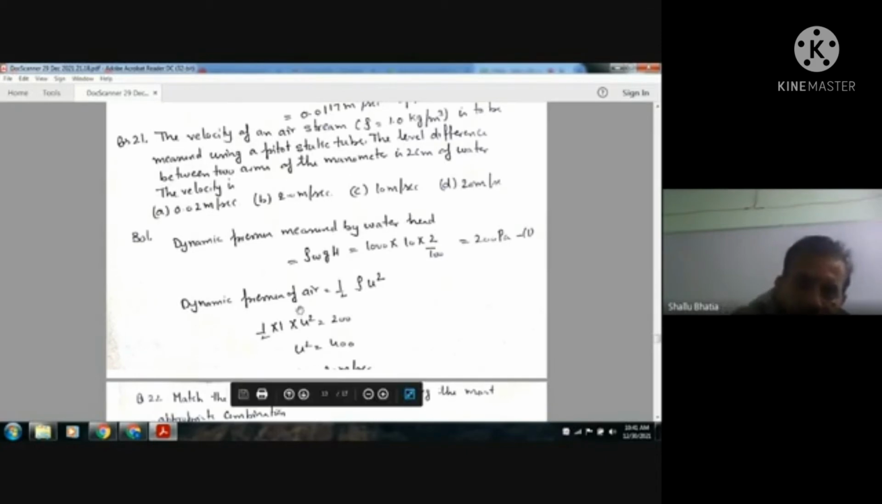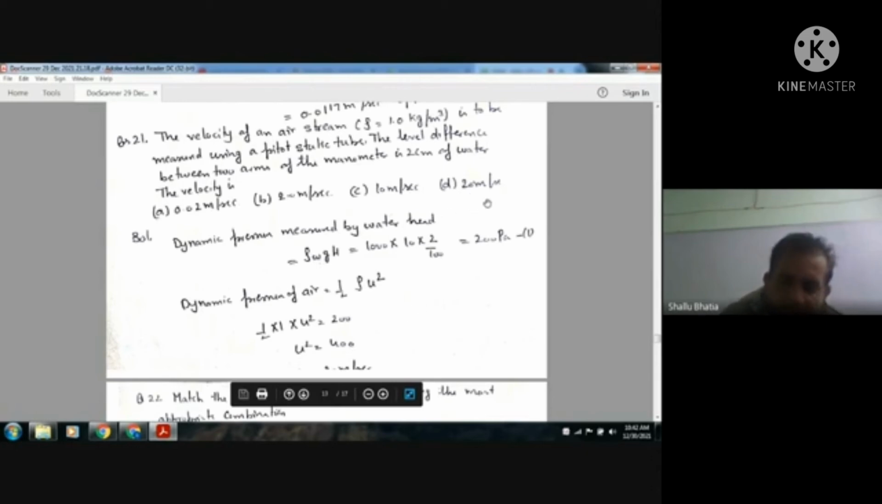Here, this is similar to the second or third question asked in this paper. The dynamic head is given by rho W g h, as a manometer is used and water has been used. But the dynamic head of air is half rho U square. Here the density rho is for air, and here the density rho is for water. The density of air is 1, and this is what you have to calculate.